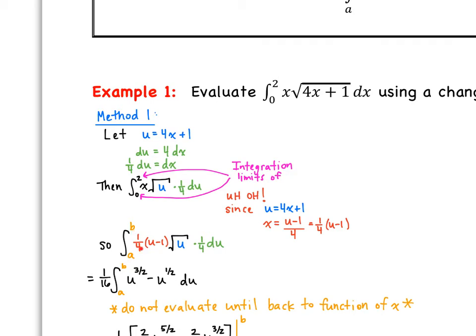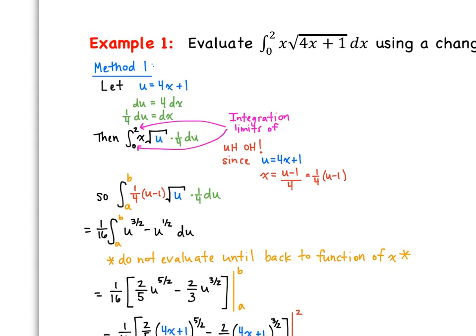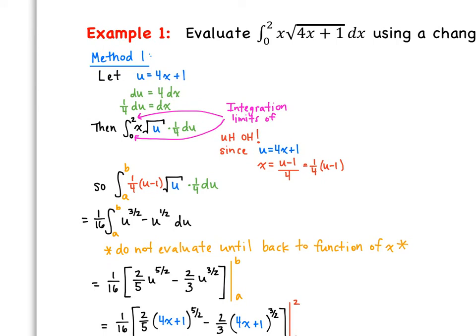So now all I did was I brought this 1/4 out along with this 1/4, and that's where we got 1/16. We've got the integral from a to b, and now I'm just distributing. The square root of u is like u to the 1/2. And then we just distribute to u and to -1. So now we're looking at the integral of u to the 3/2 minus u to the 1/2 du. Now, we're not going to evaluate until we put the function back in terms of x, so we're going to keep it a and b.